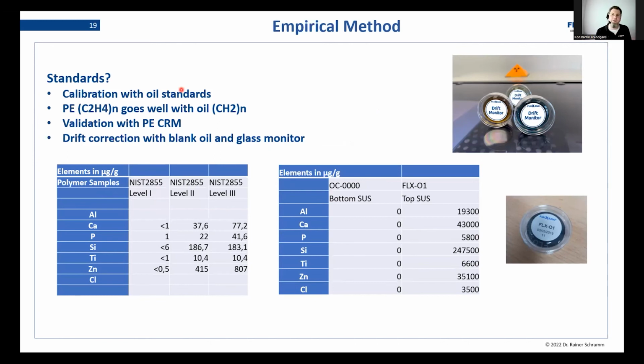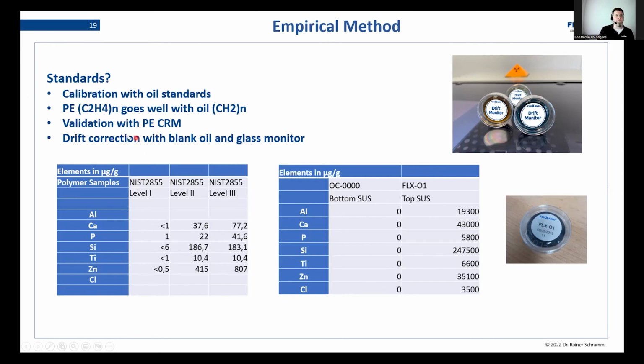So you can buy all the standards you want. They come from a master chemical, and they are readily available. And since it's so similar in terms of the chemical formula, polyethylene works exceptionally well here. What we did with this application is we used oil standards to calibrate, and then for validation, we used a few CRMs that are available on the market.